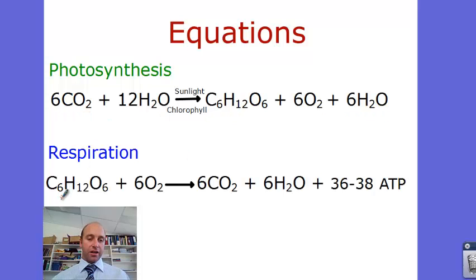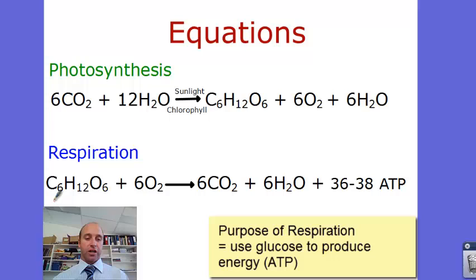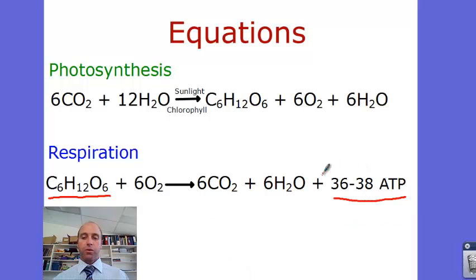If we now look at underneath, we have the equation for respiration, which in some ways almost reverses the process. The purpose of respiration, instead of to produce glucose, is to use glucose, and we're using glucose to produce ATP. And we'll say that it produces between 36 and 38 ATP molecules. In some cases it will produce 38, but on average it's between 36 and 38.